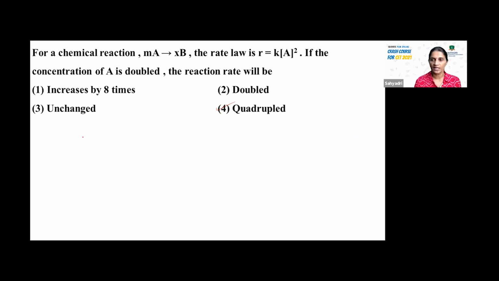Those who have some confusion with this: R1 is K into concentration of A1 square, where A1 is initial. So R2 is equal to K into, what happens to the concentration of A? 2 times the initial concentration of A, whole square. So it's 4 times K into concentration of A1 square. But what is this? It is nothing but R1. So R2 is 4 times R1. This is how you can understand, and this is how you can solve the question easily in competitive exams.